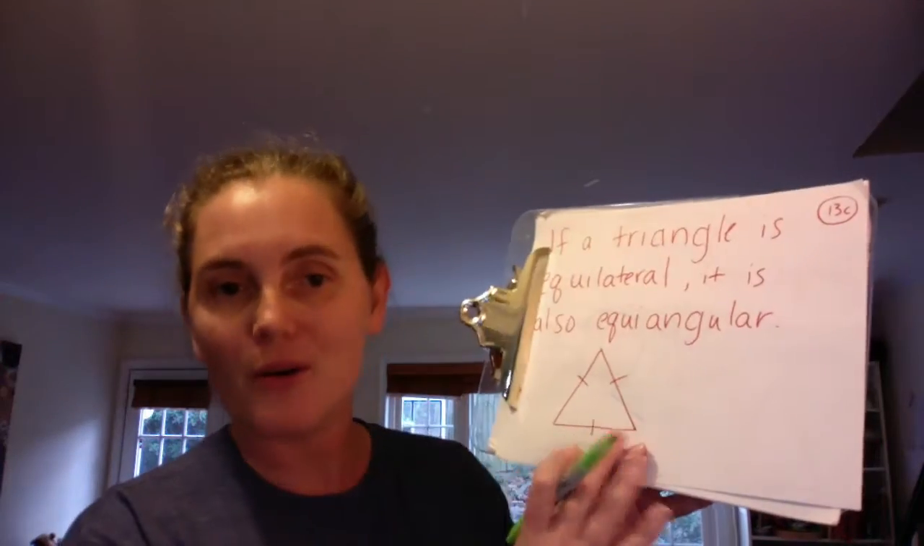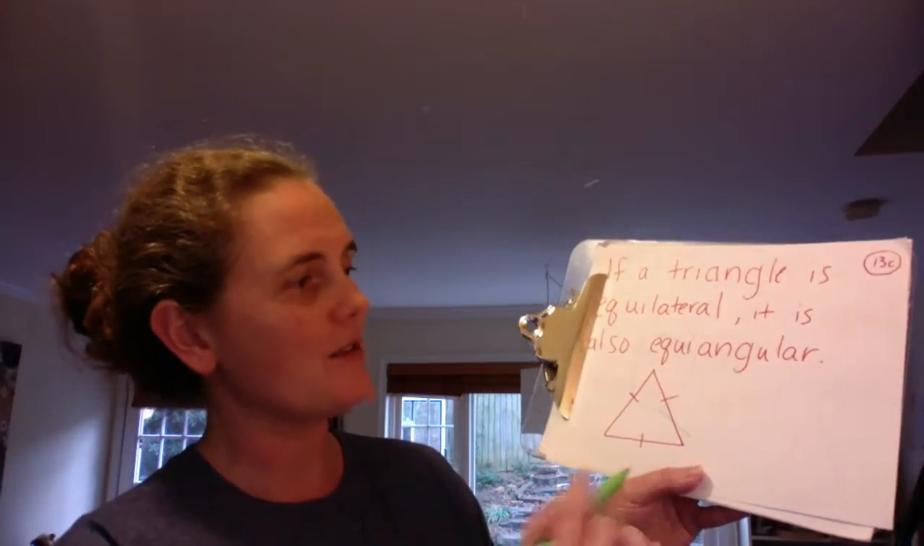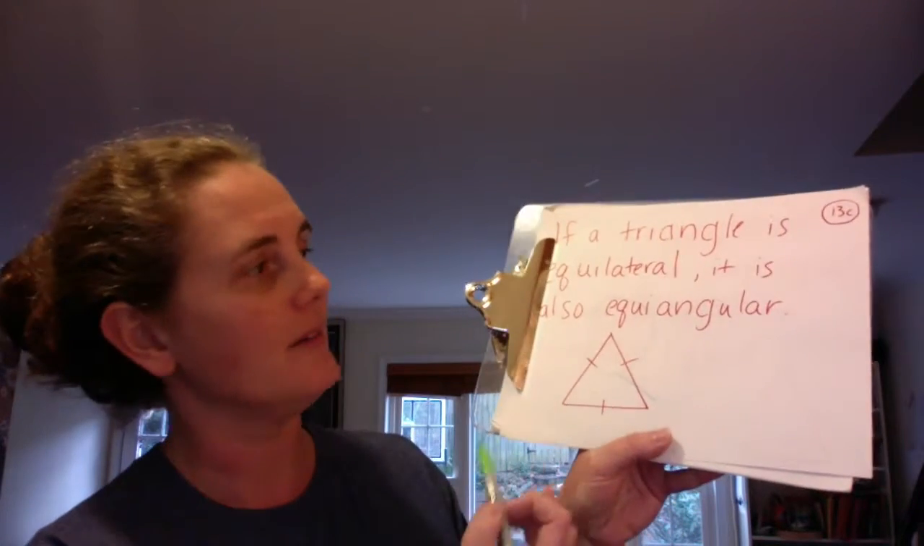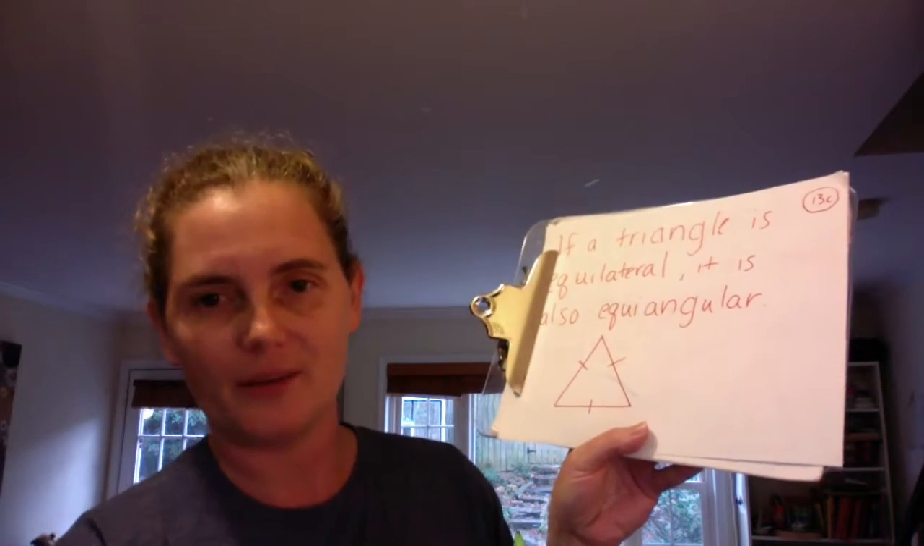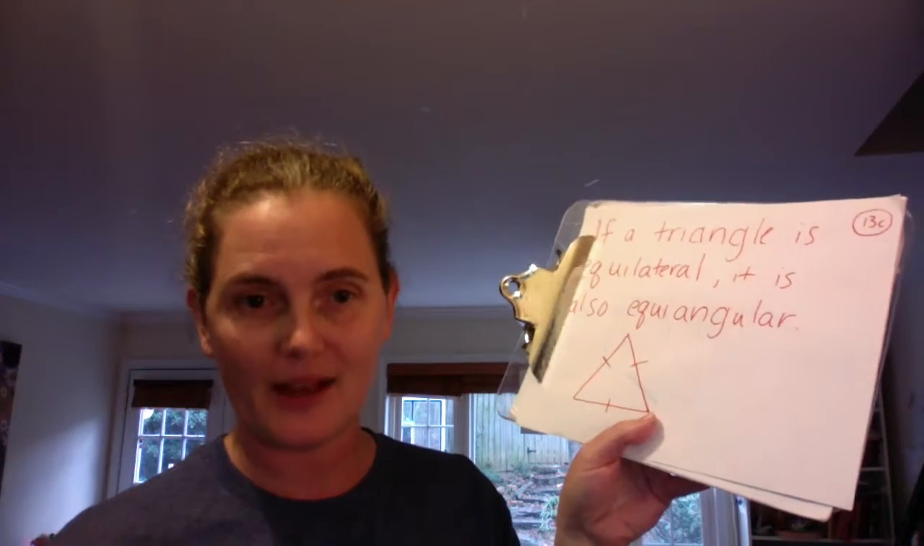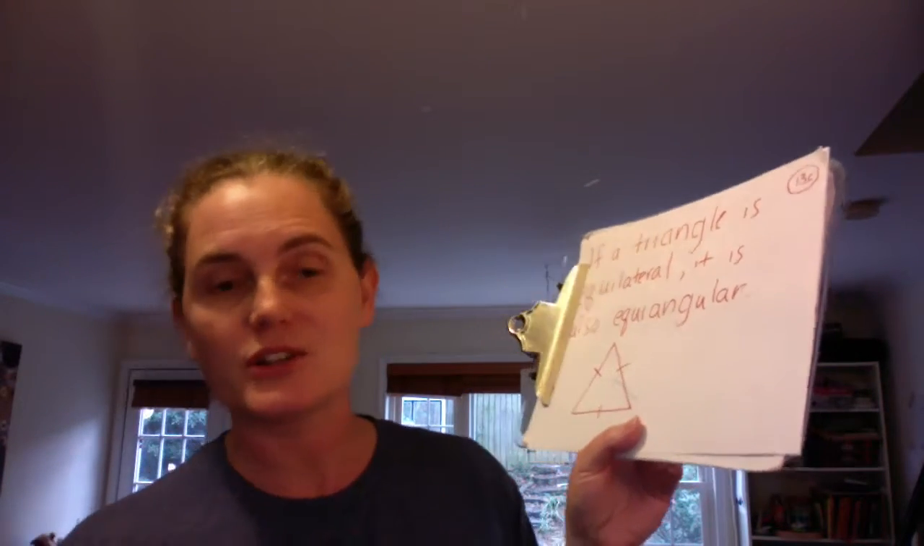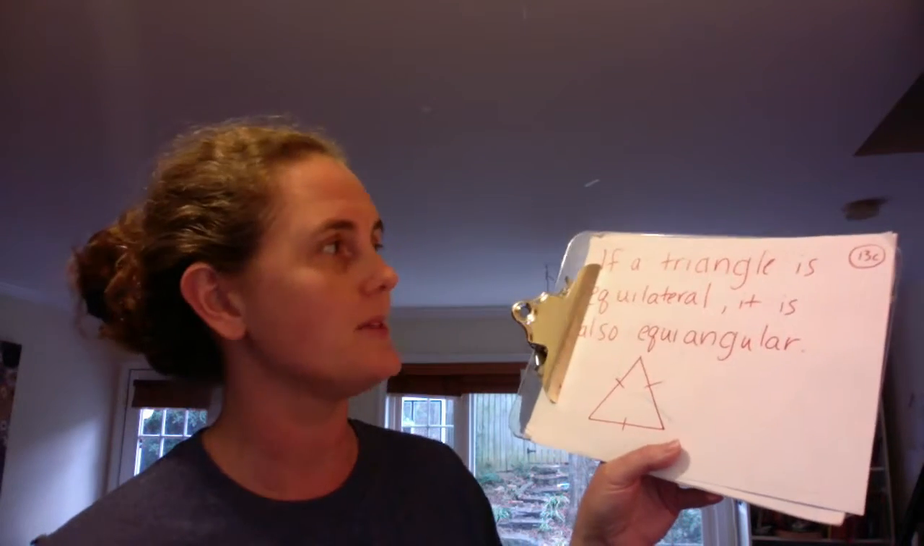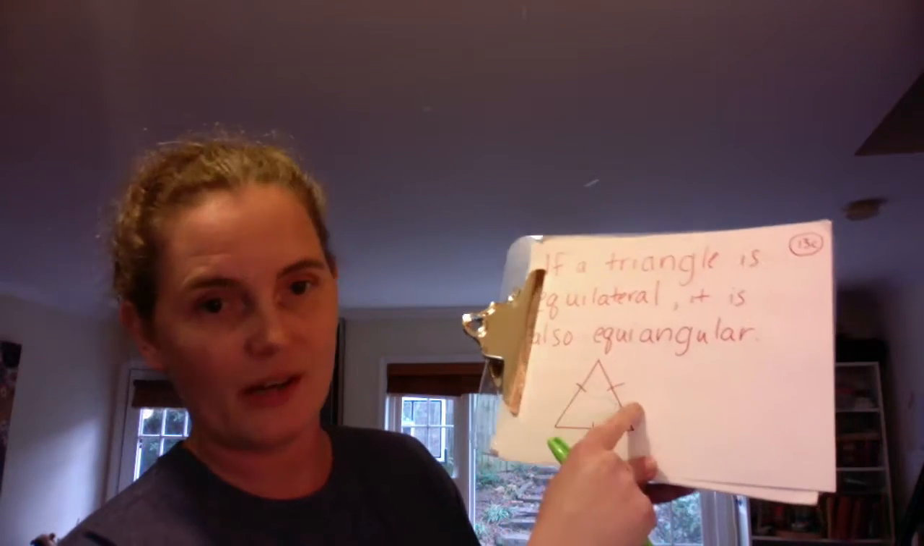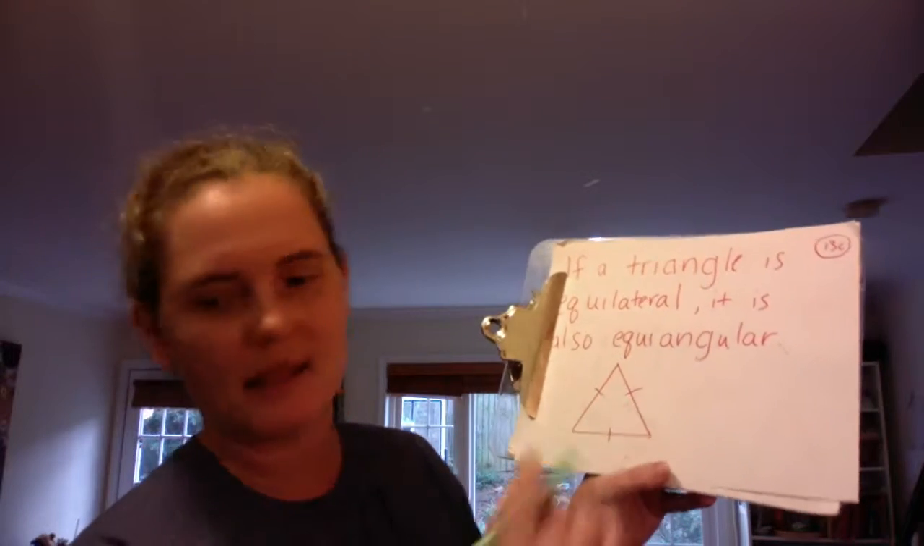Okay, next one though, the corollary to that one says that if a triangle is equilateral, and I've drawn one here, it is also equiangular. Now, equiangular means that all three angles have to be equal. So the way we're going to prove this is just use that last theorem. That last theorem said that if the sides are equal, then the angles opposite them are equal.